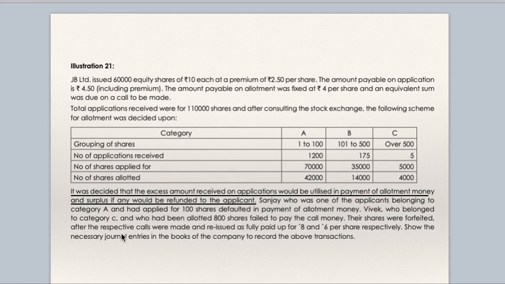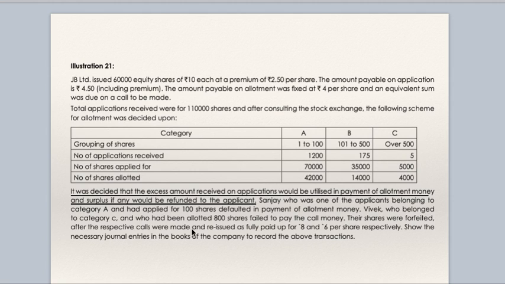Their shares were forfeited after respective calls were made and reissued as fully paid for 8 rupees and 6 rupees per share respectively. So they have forfeited all these shares and reissued at 8 rupees and 6 rupees. Show journal entries in the books of company to record the above transaction.